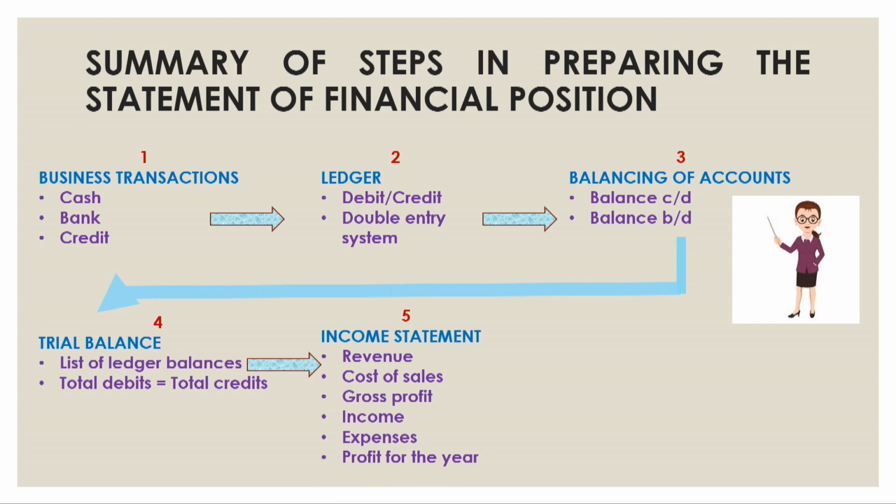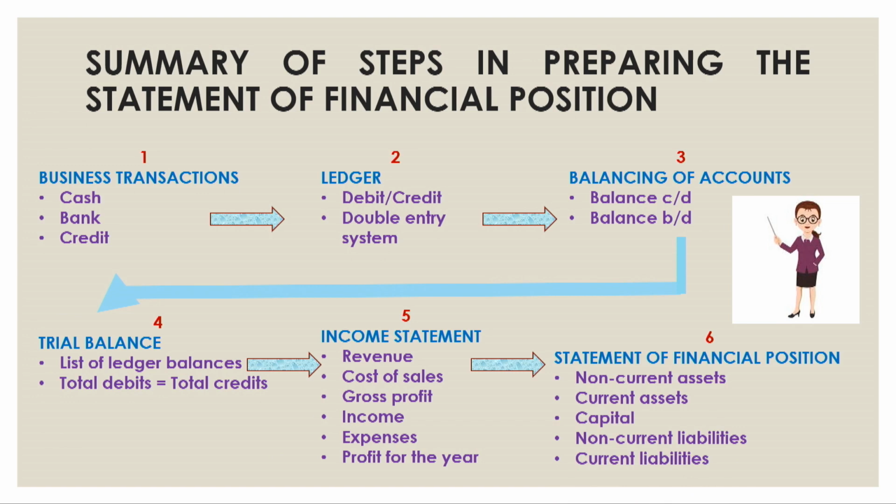Then we have to draw the income statement. It consists of revenue, cost of sales, gross profit, income, expenses, and profit for the year. This was seen in Unit 13. And finally, we have to complete the statement of financial position, which include non-current assets, current assets, capital, non-current liabilities, and current liabilities.